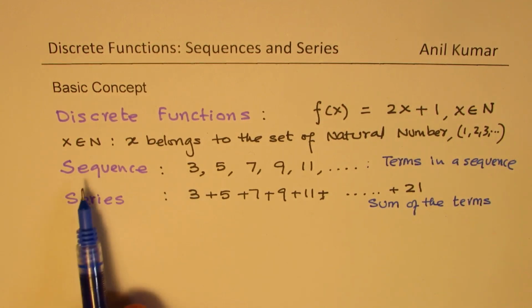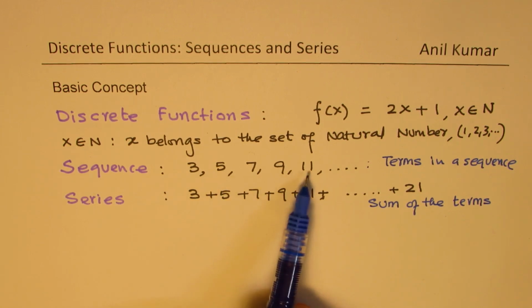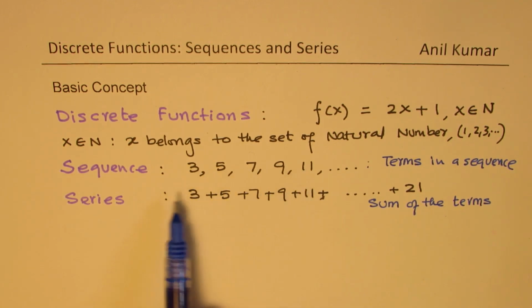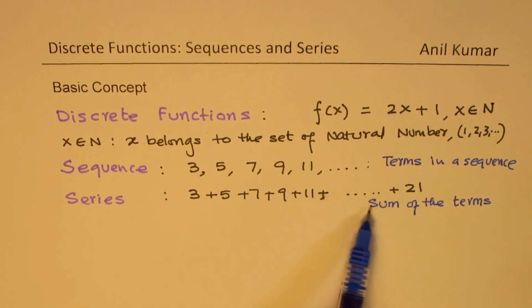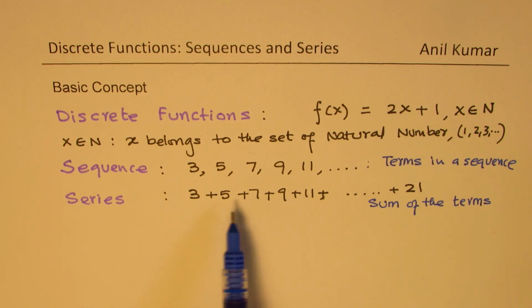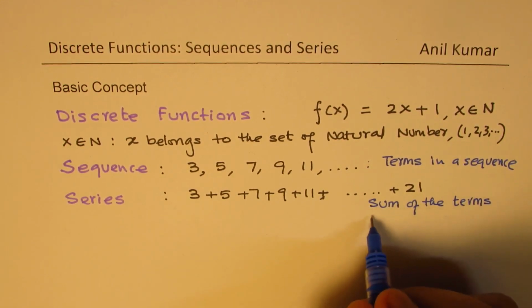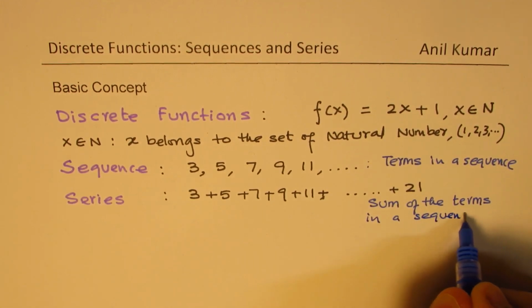So when we say sequences, we have to write with commas. These are separate elements following a pattern. But when we say series, we are looking for their sum, right? So we're talking about adding them, operating on the sequence, right? So the sum of the terms in a sequence. Correct?